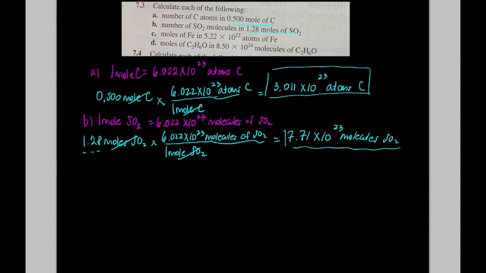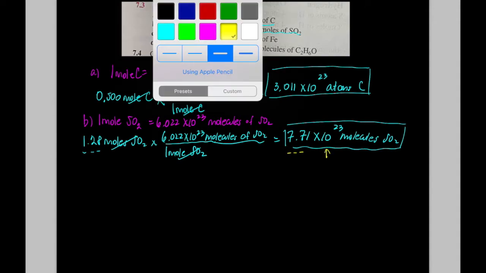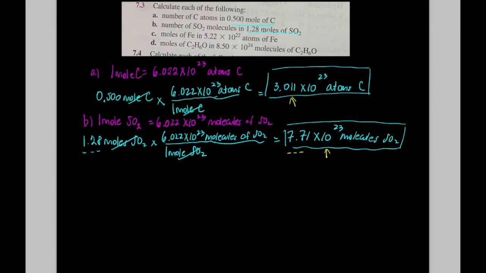Okay, now when you're rounding to 3 sig figs, you only keep these numbers, you don't count the exponential part. And I realized up here this should actually be 3.01 times 10 to the 23rd to have 3 sig figs. Okay.